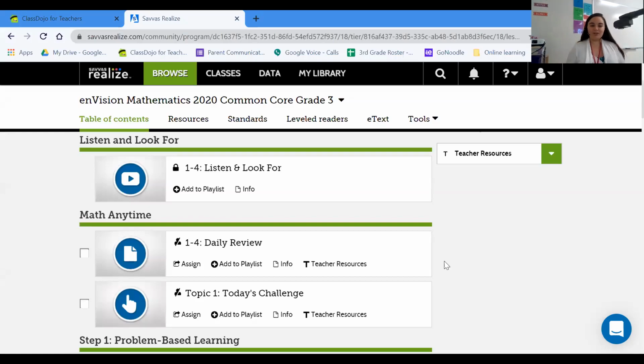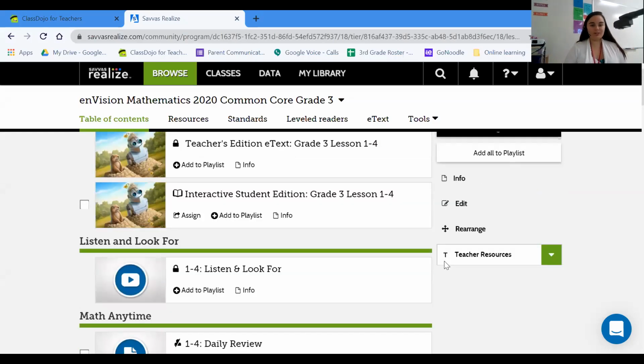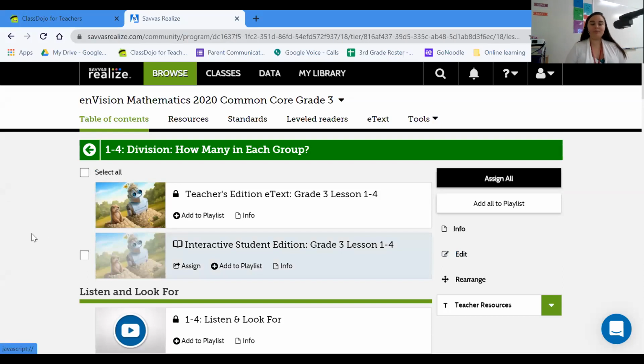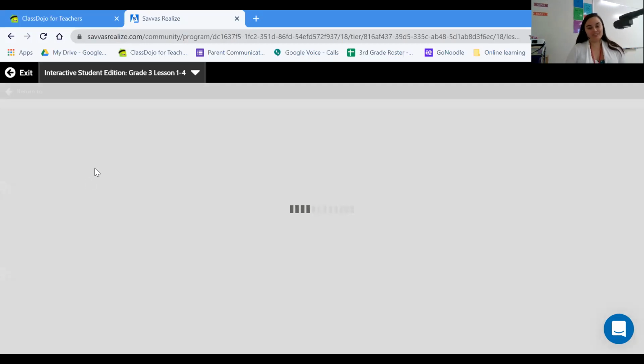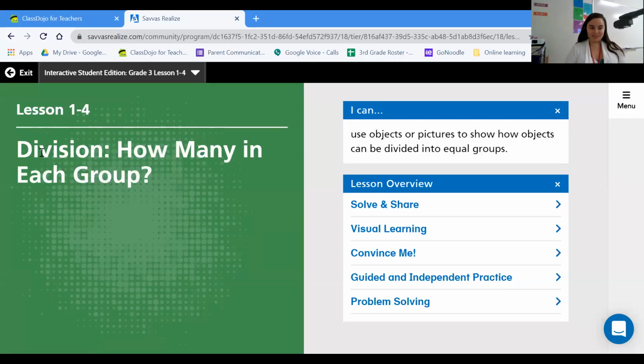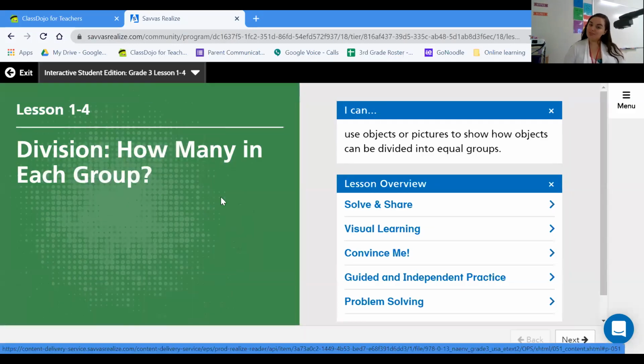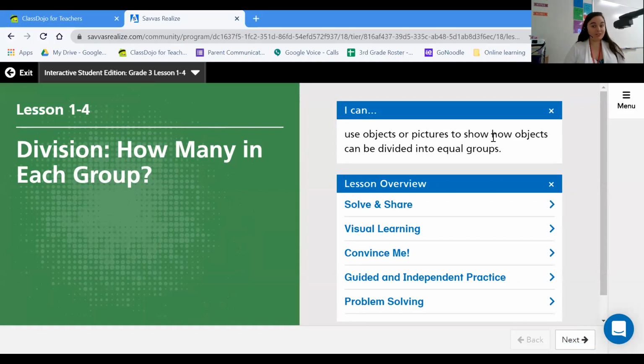Okay, so we are in lesson 4 of our unit 1 for math this week. Talking about division today, especially relating division and multiplication to one another. As you can see, it says division, how many in each group is what we're asking. And by the end of the lesson, they'll be able to say, I can use objects or pictures to show how objects can be divided into equal groups.